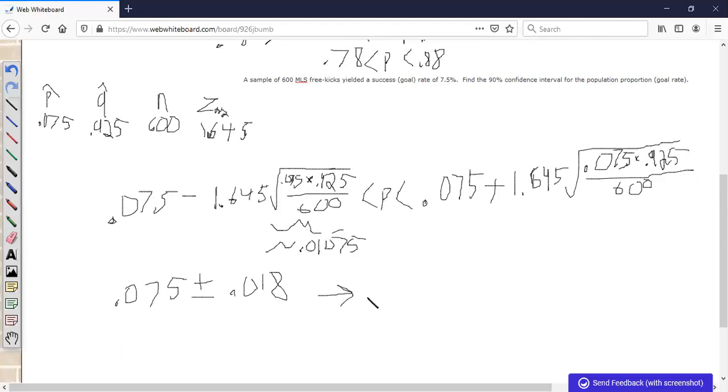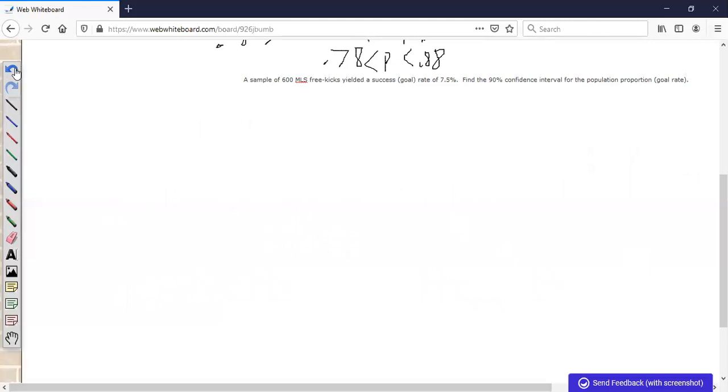And this gives me a final answer of 0.057 less than p less than 0.093. So we are 90% confident that the actual success rate for free kicks in the MLS should be somewhere between 5.7 and 9.3%. Noticeably better than corners, I guess, but not particularly amazing. So yeah, that's about it.